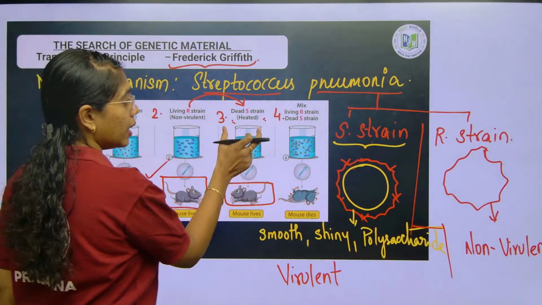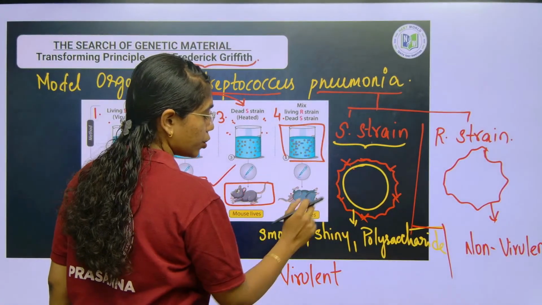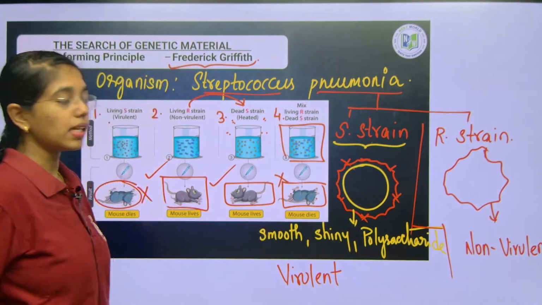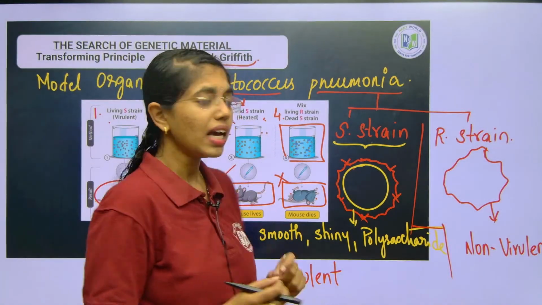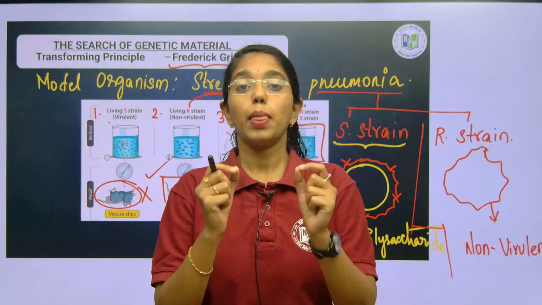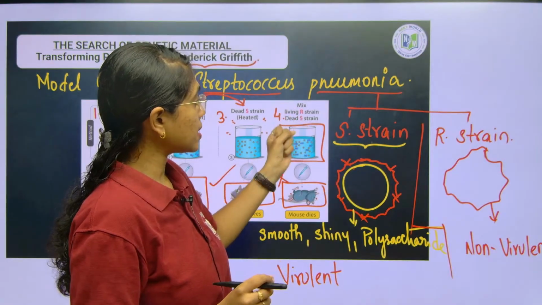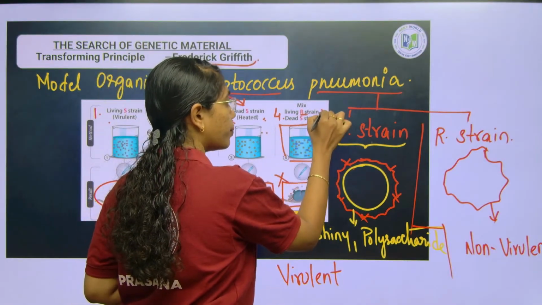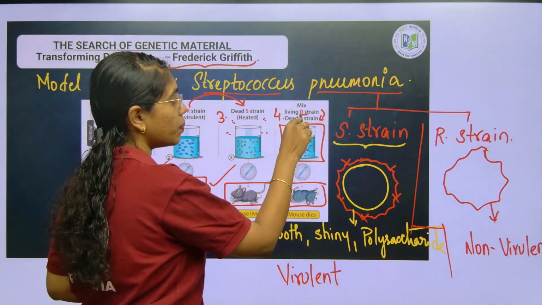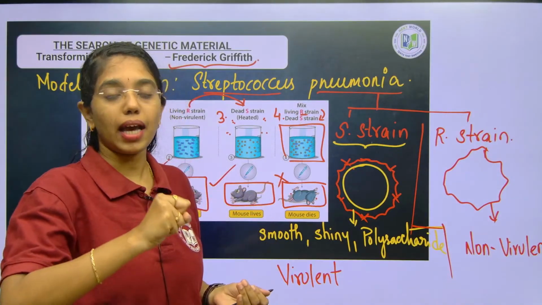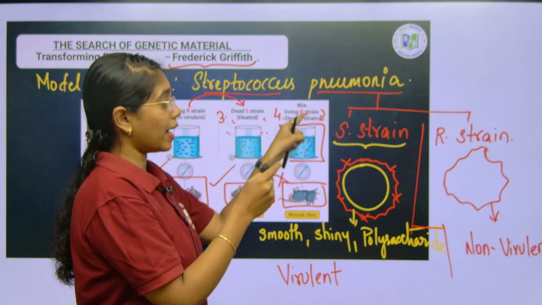Okay. To the dead S strain, living R strain is added, and this culture is injected into the mice. The mice die. Got it? Then he proved, from the fourth experiment, that there is some transforming principle that is absorbed by the living R strain from the dead S strain, which made the R strain virulent.